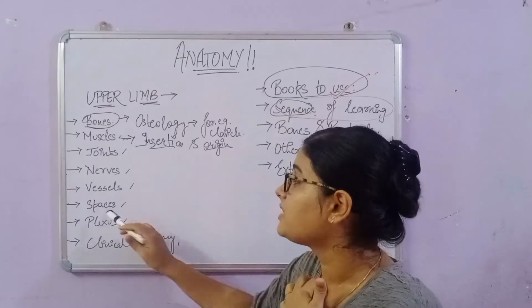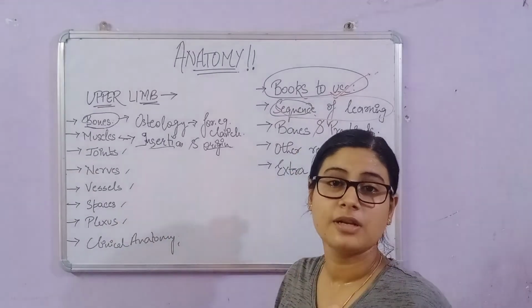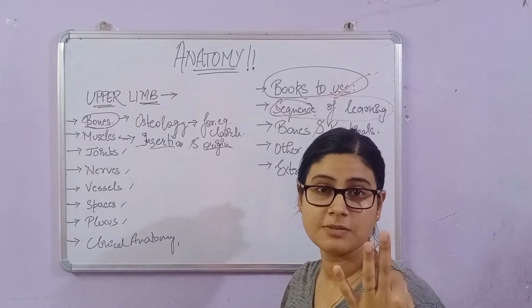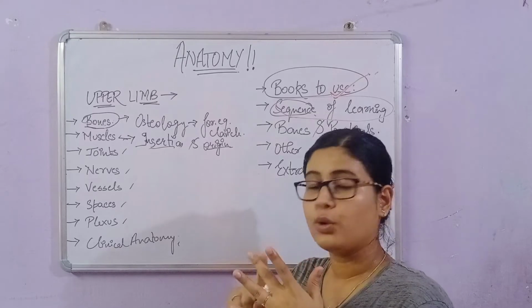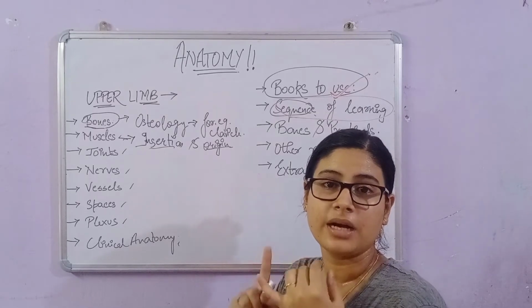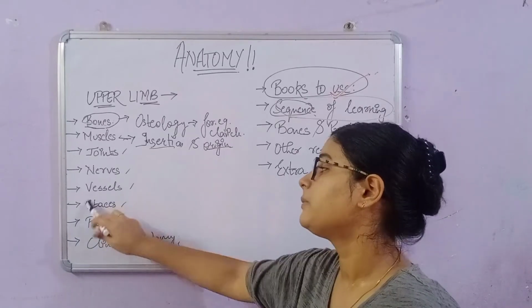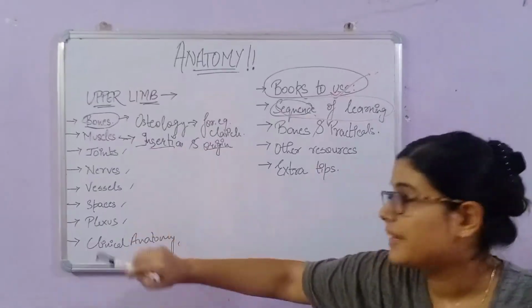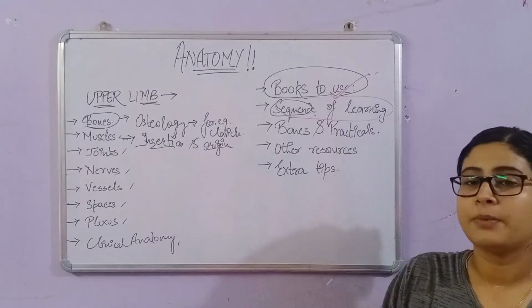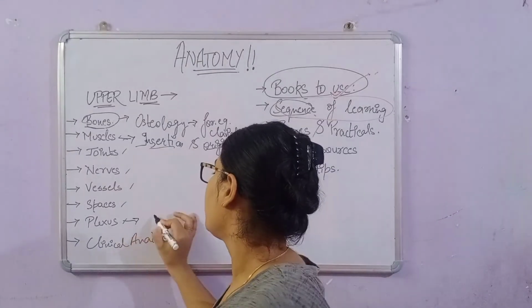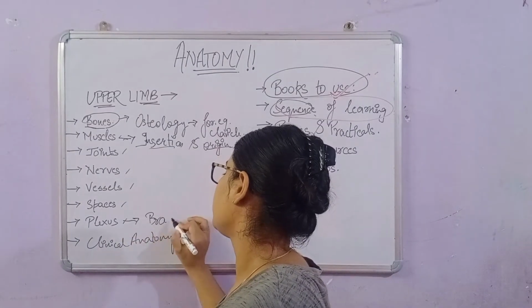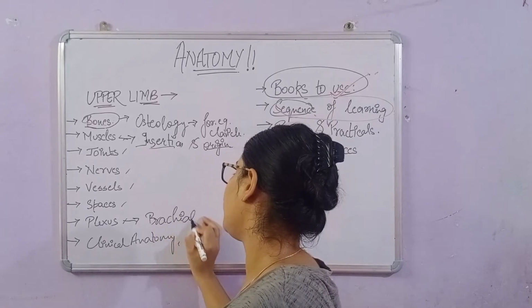Okay, and then spaces like intermuscular spaces. We have 3 intermuscular spaces, right? Upper triangular, lower triangular, and quadrangular. Then we have plexus, the very famous plexus of upper limb, which is your brachial plexus, right? So brachial plexus.